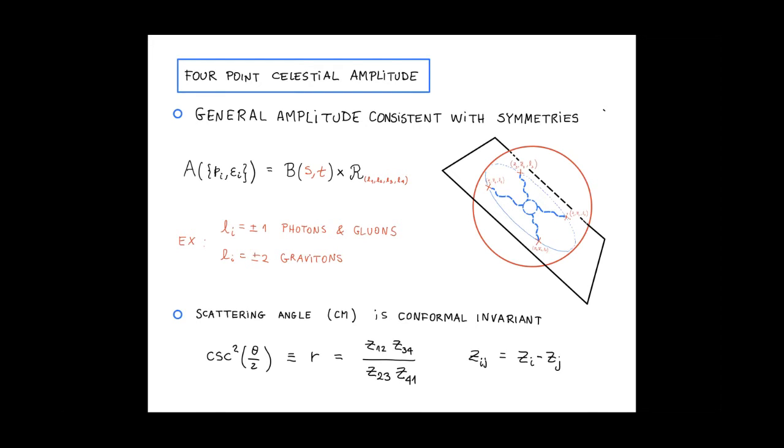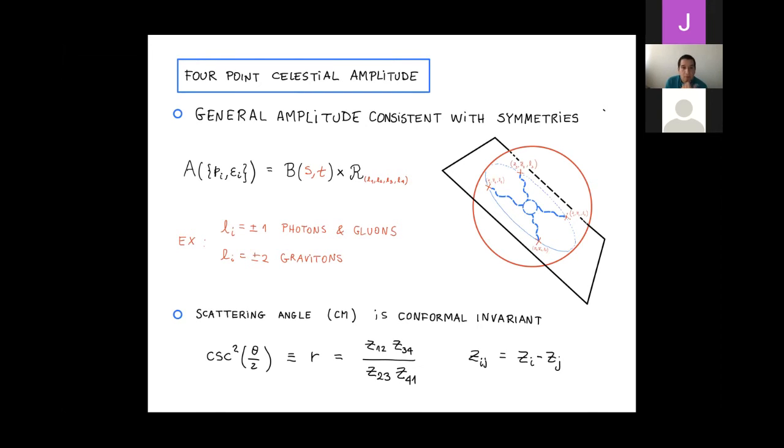So how do I construct the 4-point amplitudes? Generally they have this form. S and T are the Mandelstam variables. In the case of 4 particles, the scattering lies on a plane, and this has important consequences later. Another important quantity is this conformal invariant ratio, which is also related to the scattering angle in the center of mass frame.